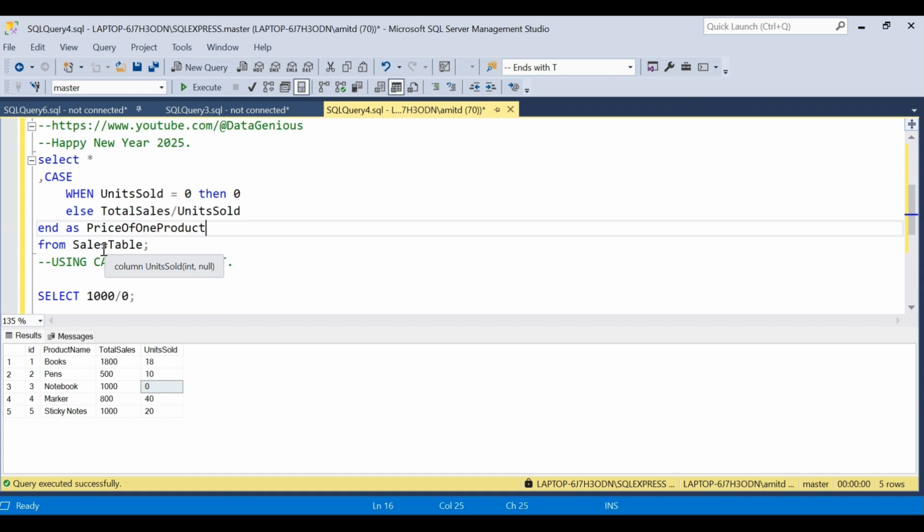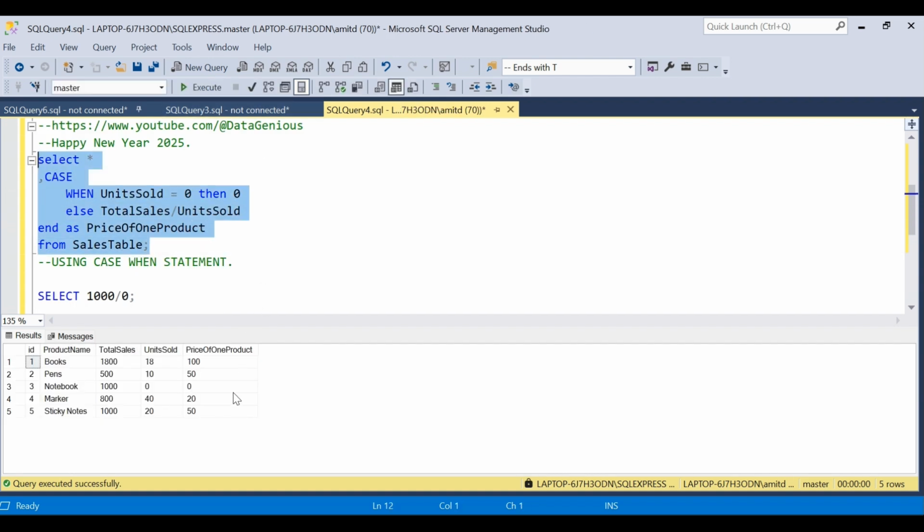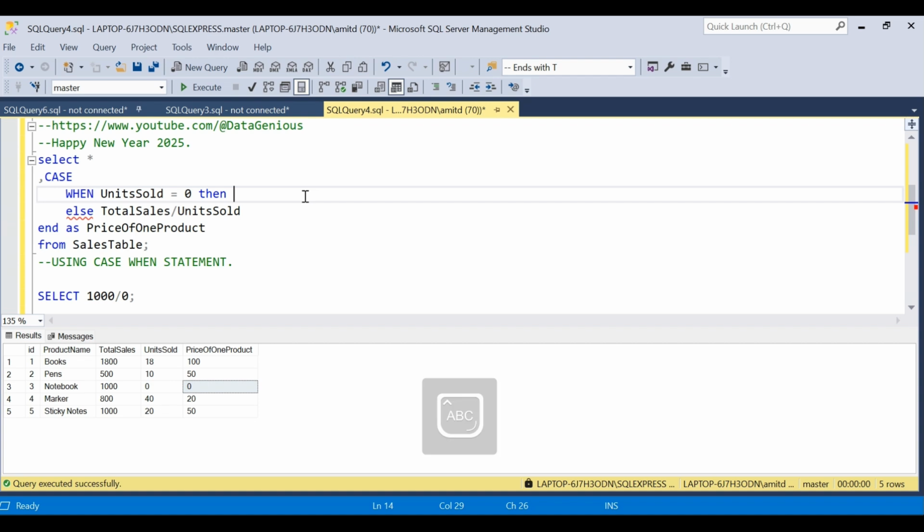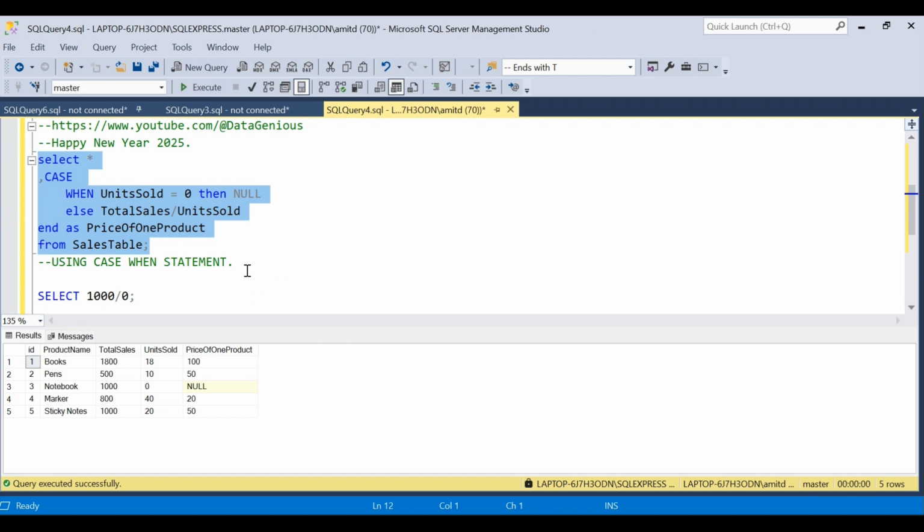Fine, let's run and see, this is coming perfectly. For book, 1800 divided by 18 is coming 100, pen is 500 divided by 10 is coming 50, but notebook is coming 1000 divided by 0 is 0, because no unit sold. No unit sold means we cannot predict the price of one product, so 0 is fine. Here I have hard coded 0, you can use null as well, no problem at all. See, it's coming now, 0 is replaced by null.